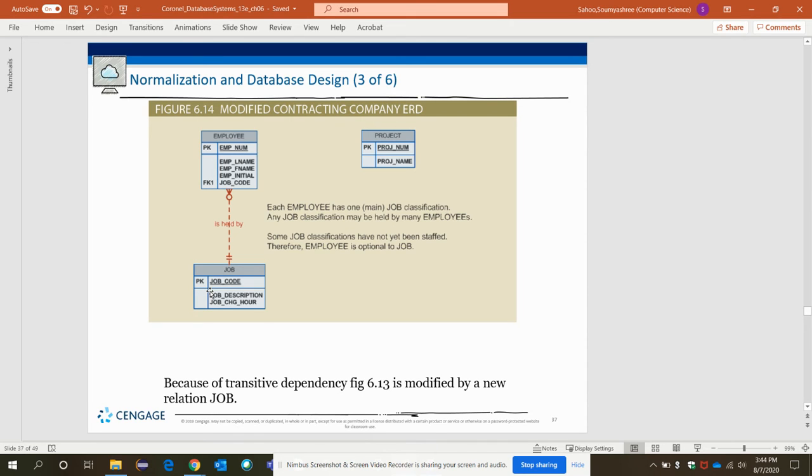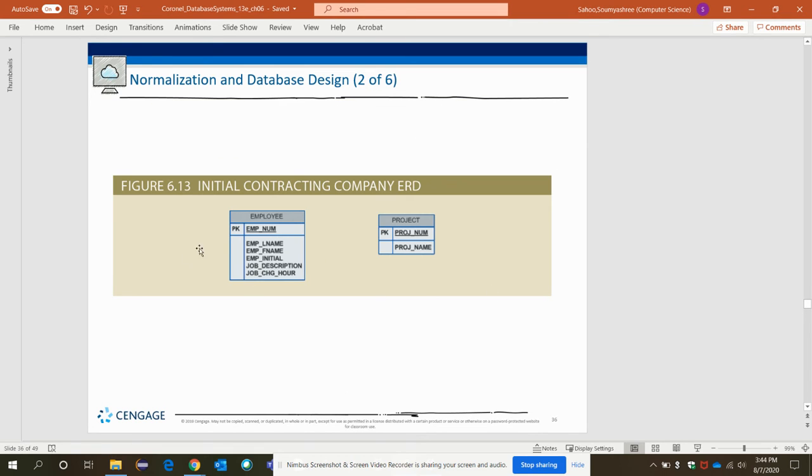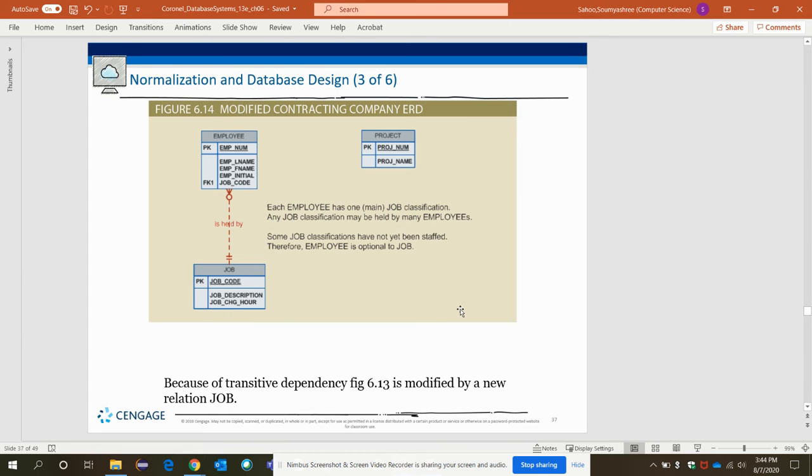Here, each employee has a main job classification, and any job classification may be held by many employees. Some job classifications have not yet been staffed, therefore employee is optional to job. Because there is a transitive dependency in figure 6.13 between these two, it is modified by adding a new entity, job.